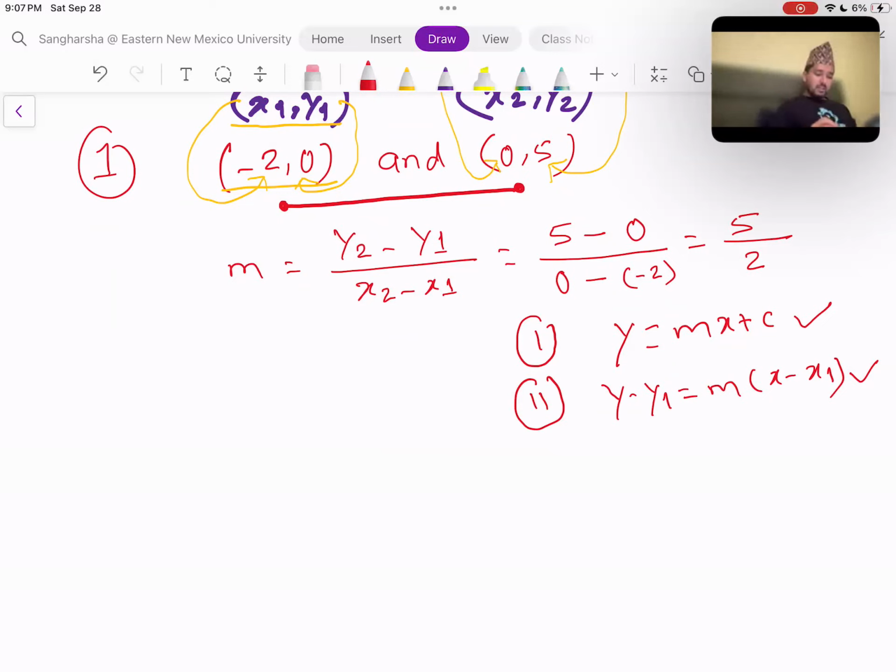Now, in order to use the first, what do we need? We need to know the slope of the line. And we already know the slope is 5/2. And next, we also need to know c, or I think we have used b there, mx plus b. b is the y-intercept, right? Now, are we given the y-intercept here? Can you tell me, do we have the y-intercept given to us? What do you think? So we have 2 points here, (-2, 0) and (0, 5). Do you think that we are given b?